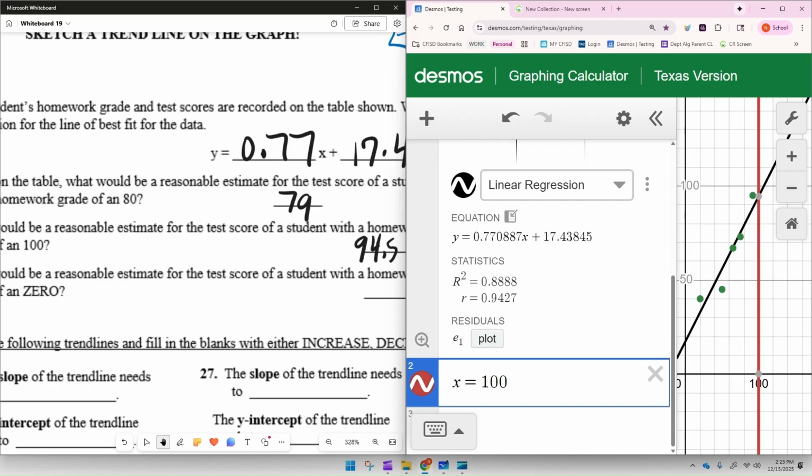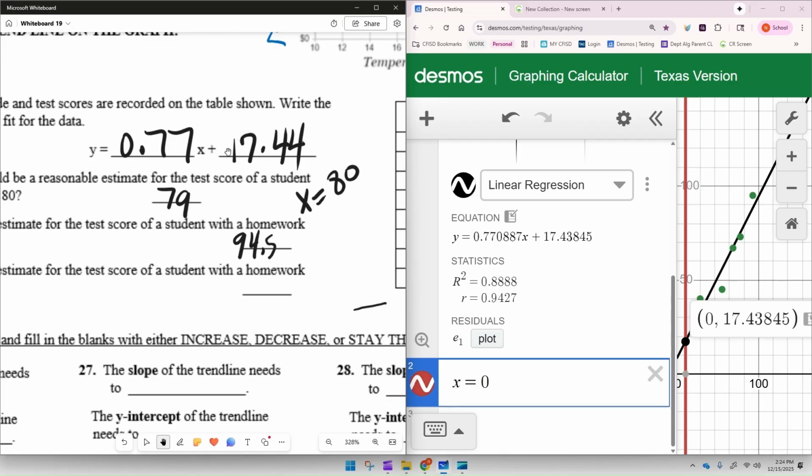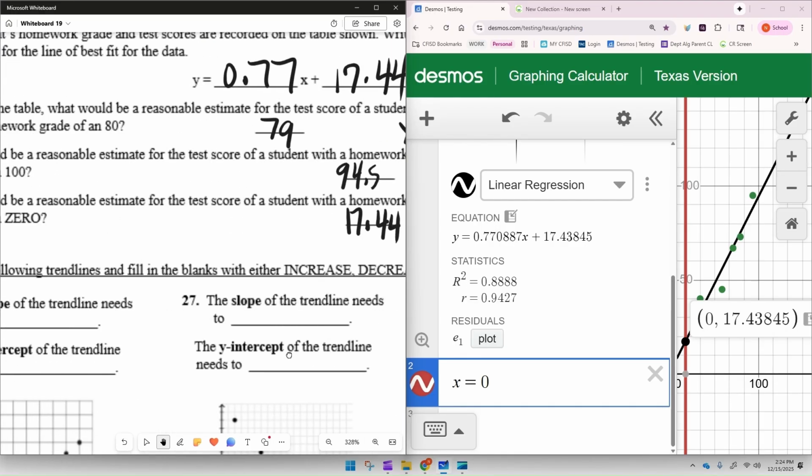Now, it also wants us to find when this is 0, so I can still do x is equal to 0. And we should know that that's going to be our y-intercept. And that is a y-intercept. To remind ourselves, we already know what that y-intercept is. We entered it up above when x is equal to 0. That's going to give me 17.44, which we already estimated. So that pretty much answers that question.